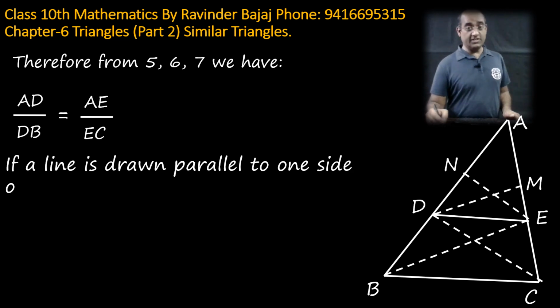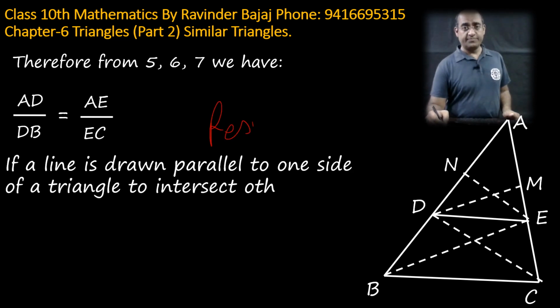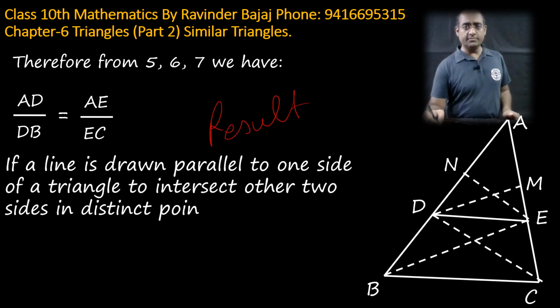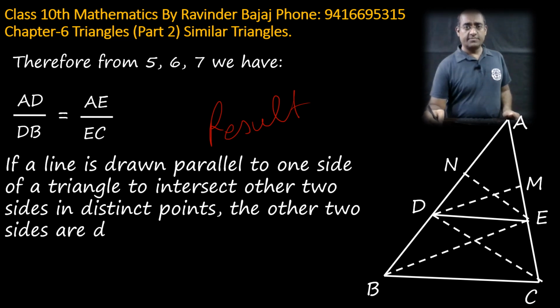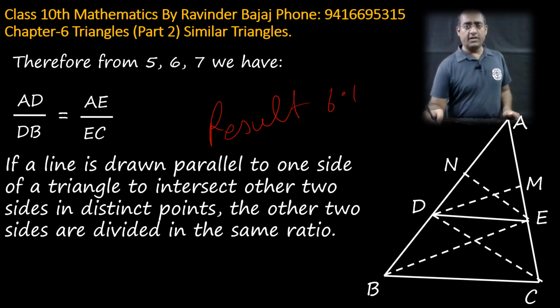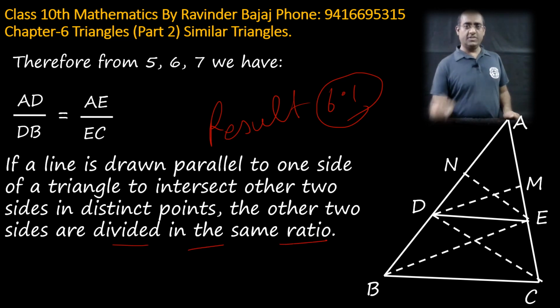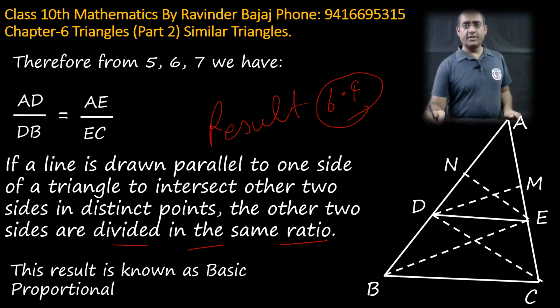Now see the result of theorem 6.1, which we will use in many questions. If a line is drawn parallel to one side of a triangle to intersect the other two sides at distinct points, the other two sides are divided in the same ratio. This result we will use in exercise 6.2.